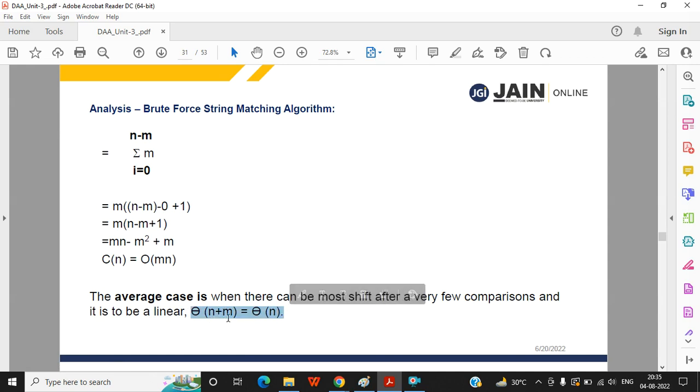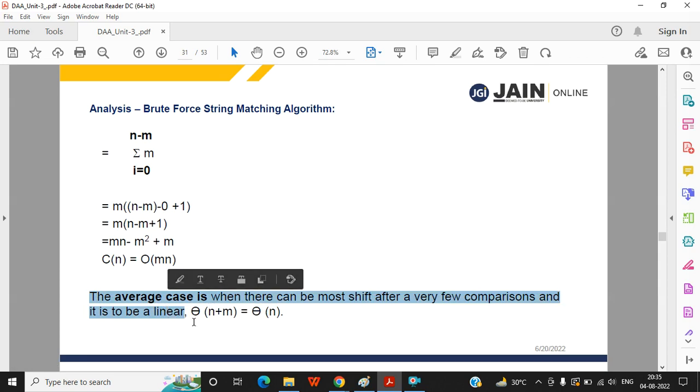If it is n plus m, then I can take the maximum value of n and m. What is the maximum value of n and m? Obviously, it will be n, the length of the source string, and m is the length of the substring. So which one is bigger among m and n? Bigger will always be the source one, n, obviously. That is why we can take big O of n or theta. But I am not able to understand this sentence. Anyway, the average case is your theta of n.